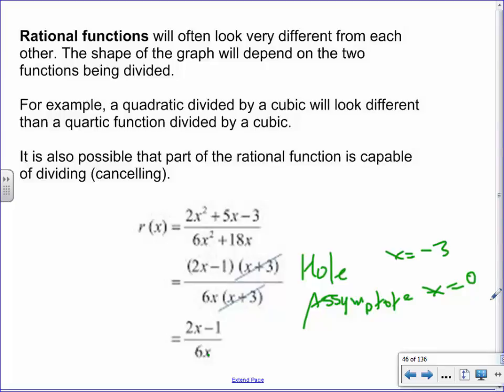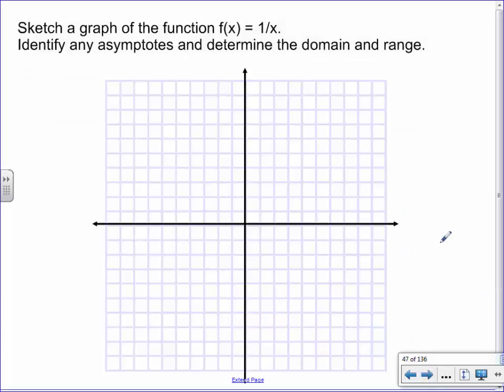Typically, rationals are defined by either they did divide nicely and there's a gap in the graph, a hole, a point of discontinuity, or they don't divide evenly and you get an asymptote of some kind. But there's even more possibilities than that. So, wait, let's try some graphs though.